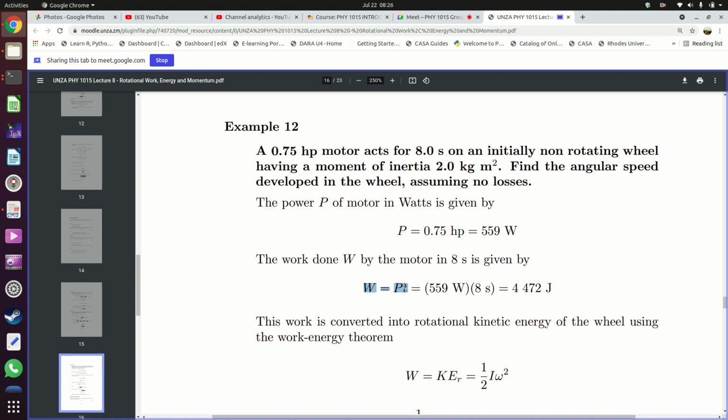Power is equal to work divided by time, the work done divided by the time taken. So we just make the work the subject of the formula, and we end up with work is equal to power multiplied by time. Are we clear?